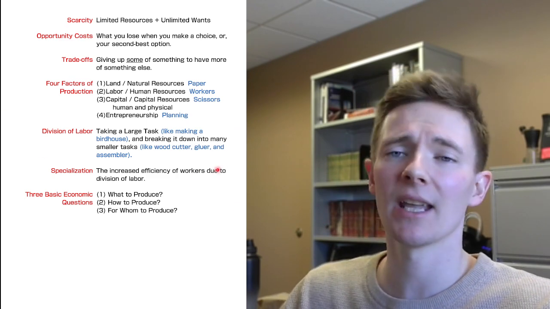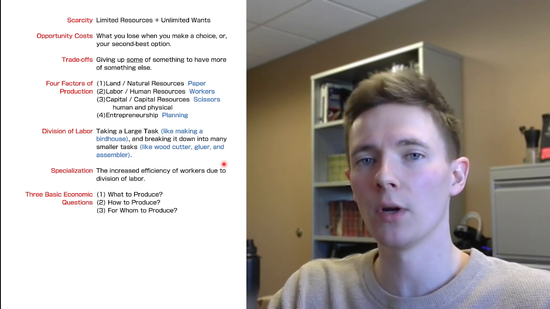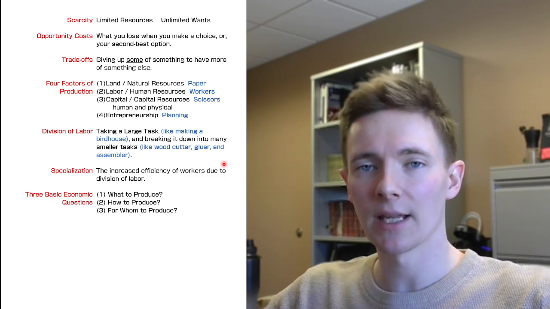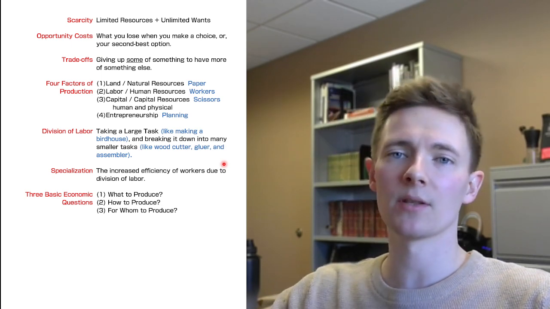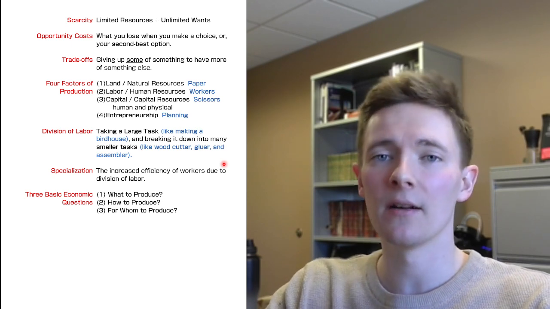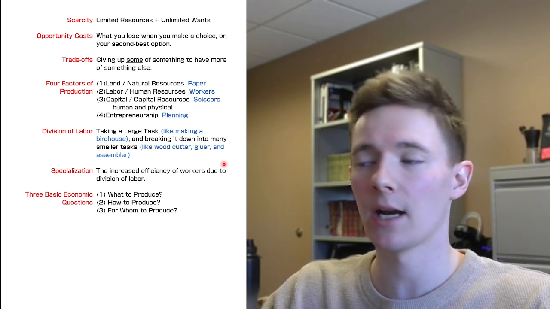Okay, division of labor is taking a big task like making a birdhouse and breaking it down into smaller tasks like woodcutter, gluer, and painter. Right, so it goes that direction, taking a big complicated thing, focusing it on small tasks, and then when workers focus on those small tasks and do them over and over, that leads to a faster rate of specialization, which is workers focusing on a task and getting better at it quickly.